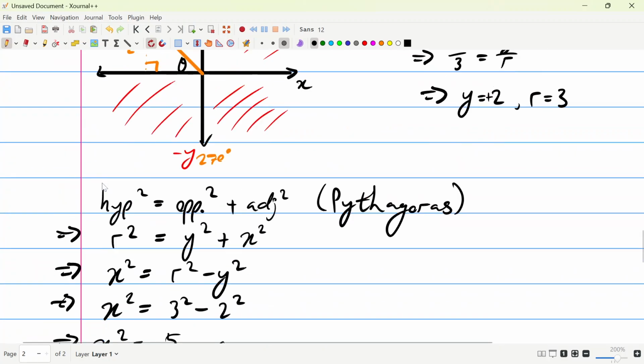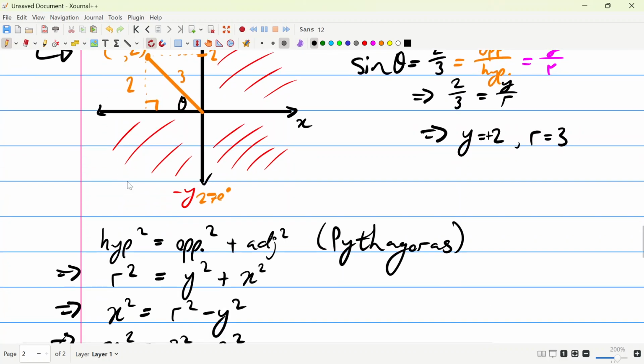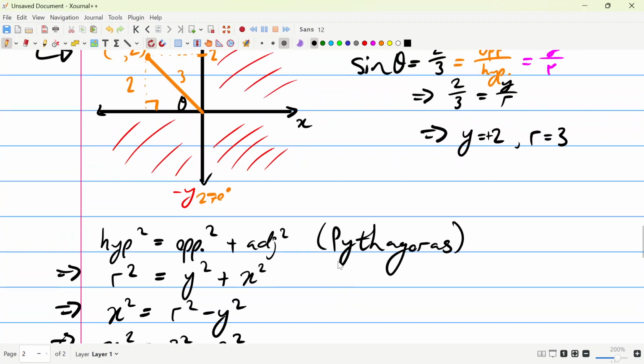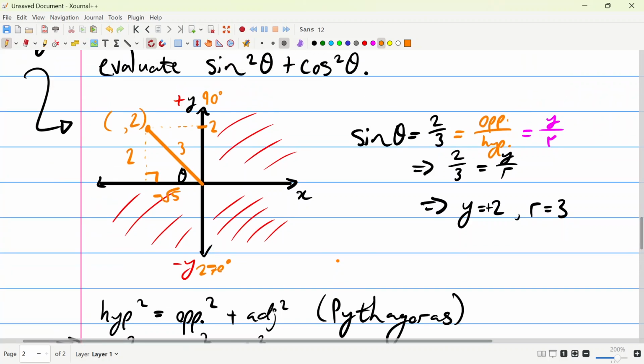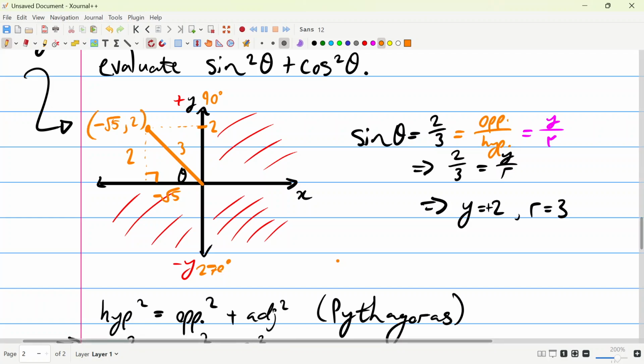The reason why we chose that is because the x-axis is negative in quadrant 2, so we're going to choose the negative value. So this one, just to make sense of it, is going to be negative root 5. And then here we have our missing x value now, negative root 5. Let me make that a little bit neater, negative root 5 and 2. So that's our coordinate for that point there.